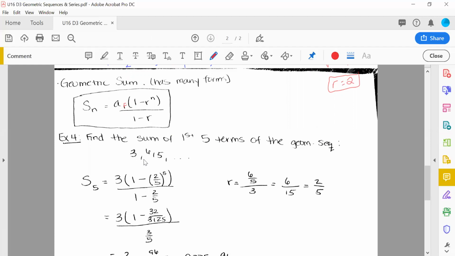So 3, 6 fifths. Yeah, that's a 6/5. That's a divided by sign right there. It's not a comma. Okay, so first find r. Second term divided by first term. 6/5 divided by 3 reduces to 2/5.